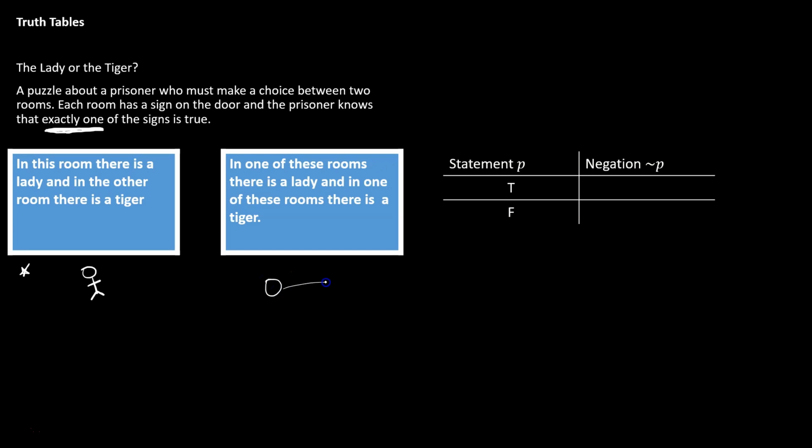Can I draw a tiger? This is what you get for a tiger. Stripes. Meow.